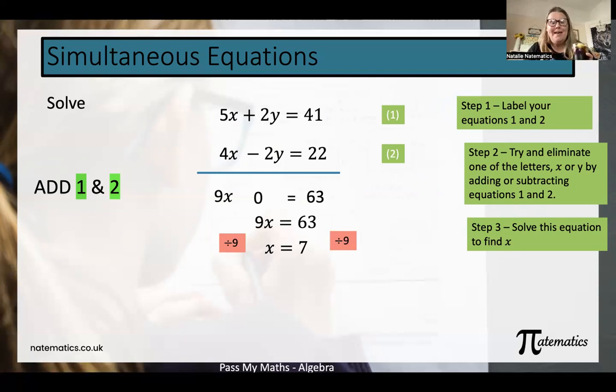Okay, so then what we do is we take that number and then we put it back in to one of the equations at the top. Because remember, we know 5 lots of the first number, which is 7, plus 2 lots of the other number gives me 41. Well, I know that 35. So therefore, I've got another 6, haven't I?